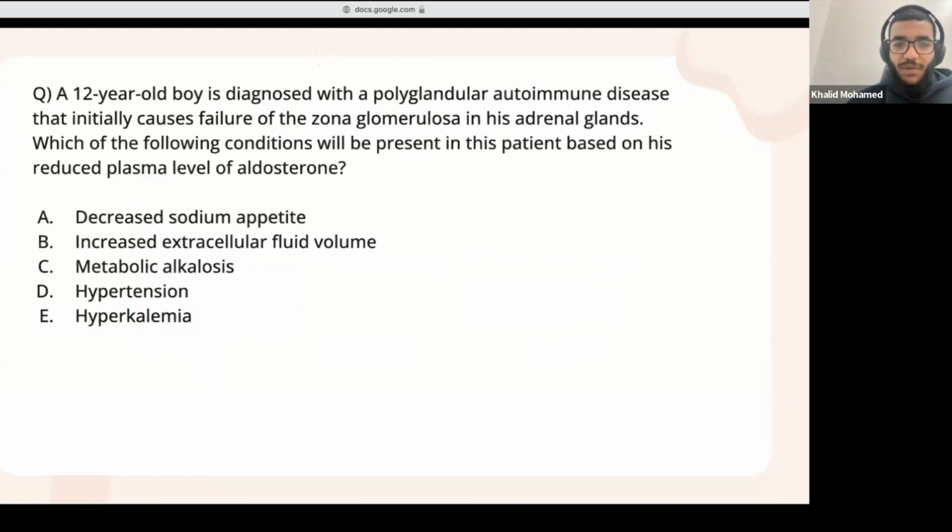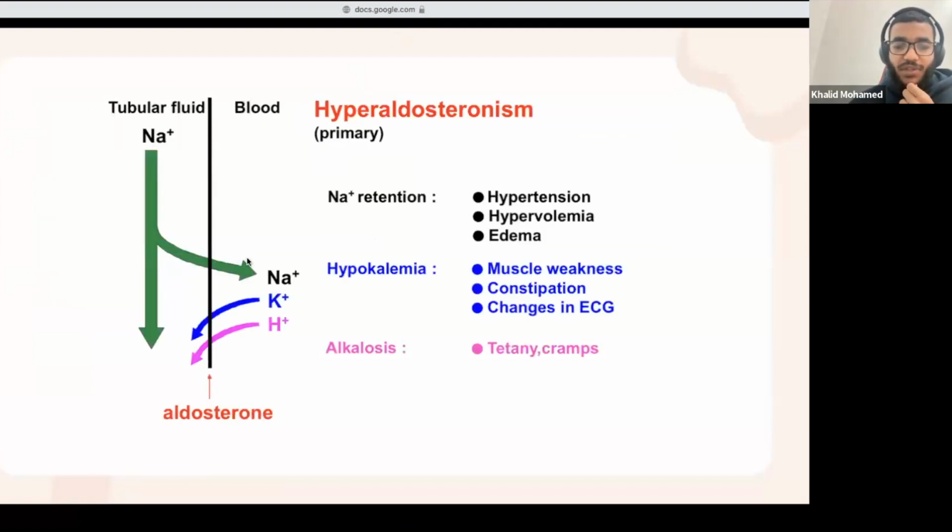So basically, what happens, as Areeba explained, is that if there's aldosterone, it will increase the absorption of sodium and increase the secretion of potassium and hydrogen. Okay, so this is the net effect of aldosterone. It will increase the absorption of sodium and it will increase the secretion of potassium and hydrogen.